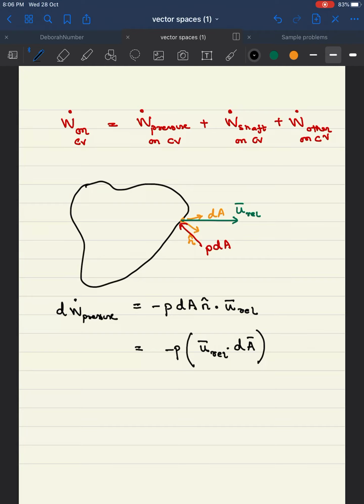So if I want to find out the total work done, how will I do that? Well, there's only one way. You have a differential, so you'll just integrate, right? So you integrate both sides. If you integrate the left hand side, you end up getting the work done term. What happens when you integrate the right hand side? Then you are integrating over the control surface, minus P.